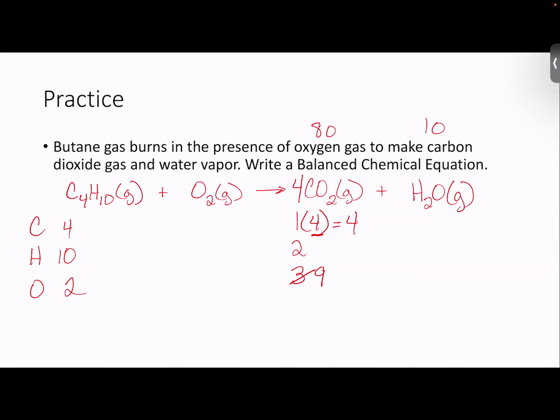Now to balance out the hydrogen. On the reactant side, I have 10 hydrogens. On the product side, I have 2. To make those balance, I need to multiply the product side by 5. Whatever you multiply by becomes the coefficient. So now I have 8 oxygens from the carbon dioxide and 5 oxygens from the water, giving me a total of 13 oxygens on the product side.